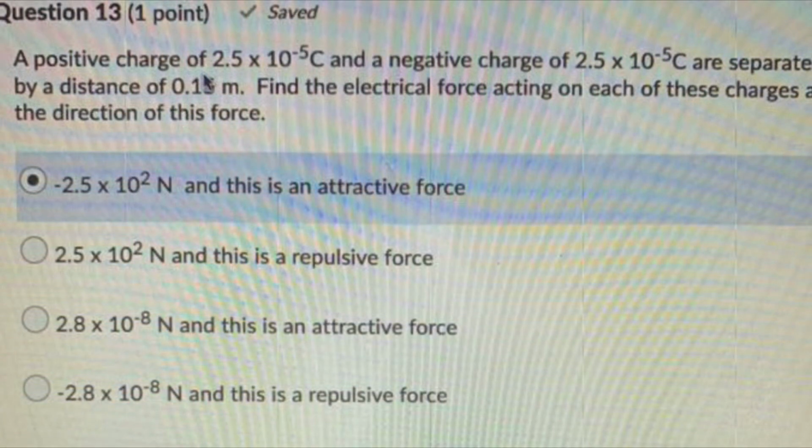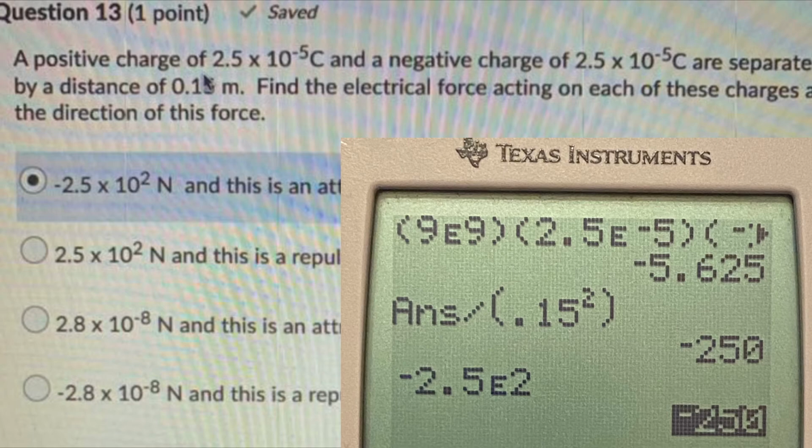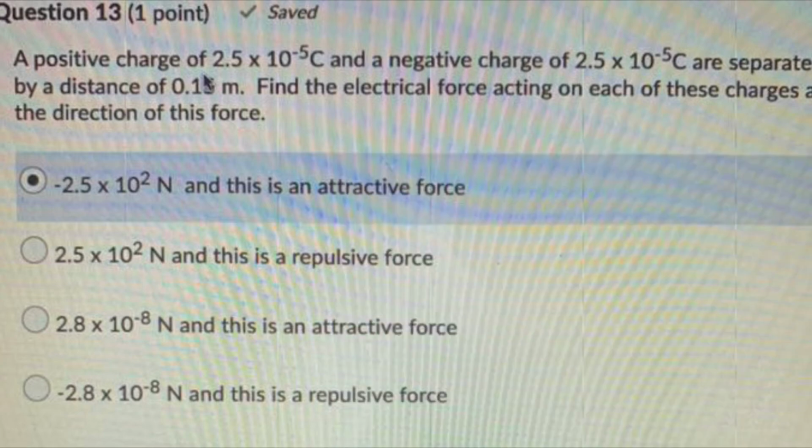Okay, again, we're following the equations and plugging in stuff. The E represents times 10, and then you just follow with whatever the exponent is. Again, if your answer turns out with a negative in front of it, it's going to be attractive because opposites attract. And if it's a positive, it's going to be repulsive because they don't like each other, so they separate.